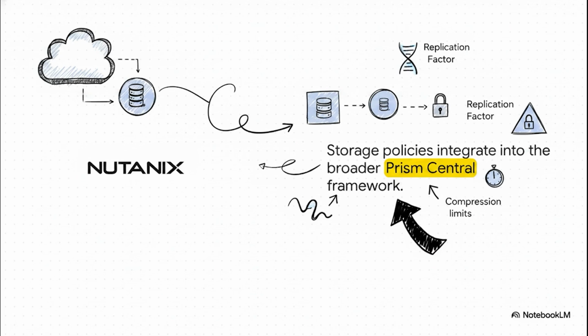It's brilliant, really. You create the policy and you tie it to a category, like Tier 1 database or dev/test. From that exact moment on, any VM or volume group tagged with that specific category instantly inherits the defined replication factor, encryption settings, compression type, and QoS limits. It's a totally decoupled architecture. The policy dictates the what, and the category dictates the where.